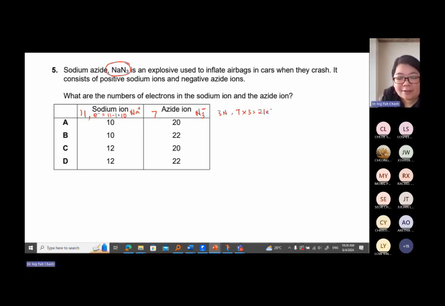But it has a negative charge. Negative charge means gain electrons. Gain how many electrons? For -1, gain 1 more electron. So total 22 electrons. So what is the answer? 10 and also 22. So the answer to this question is B.